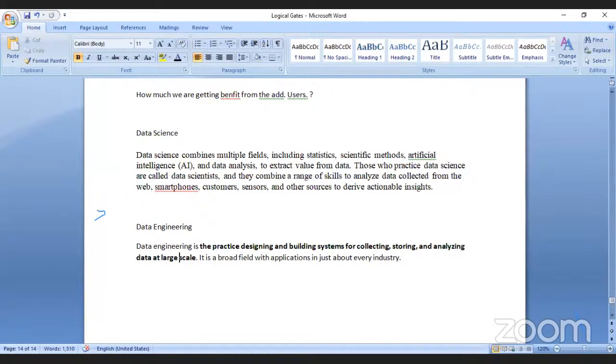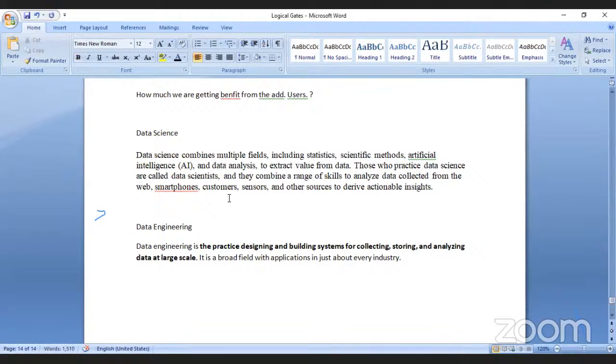For example, banks are there. I am doing a deposit in one bank, and I am withdrawing the amount from different banks. In that case data engineers are there. They will collect the information and integrate it. Integration is the toughest thing in data engineering. It is a broad field with application in just about every industry. Right. Next one, data science.